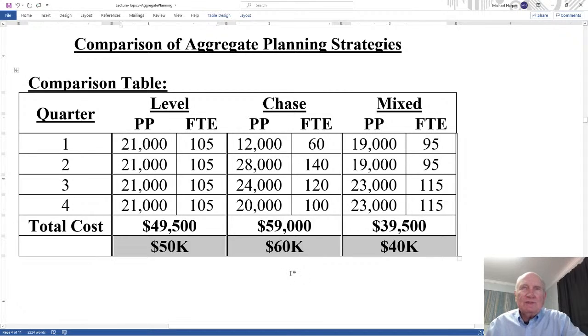So when you look at these numbers, you say, okay, let's see here. I have the same FTEs. I've got my beginning and ending inventories. Everything is the same. I'm just looking at how I use my labor, how I plan throughout the year. Well, level is 50,000. Chase is 60,000. Mixed is 40,000. Which one is the lowest total cost? Well, it's going to be mixed. That's 40,000. Okay, so what criteria am I focusing in on here?